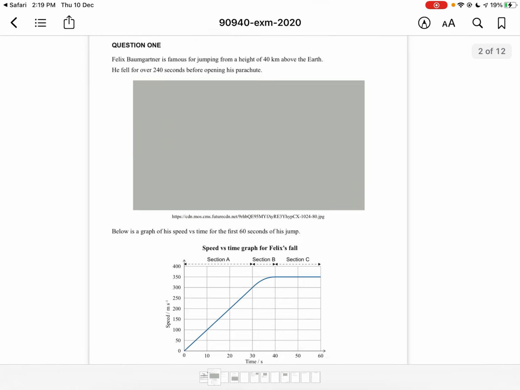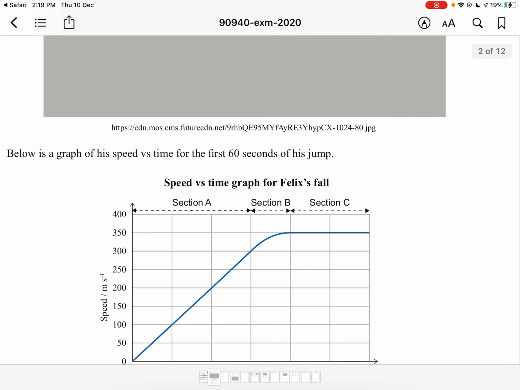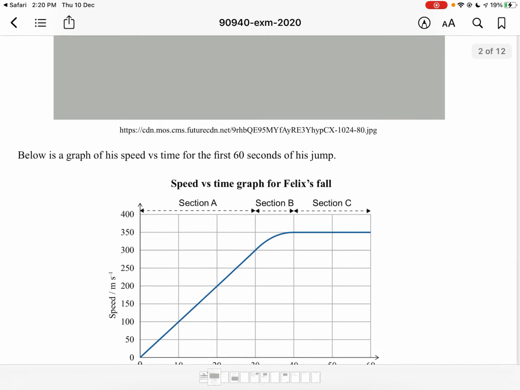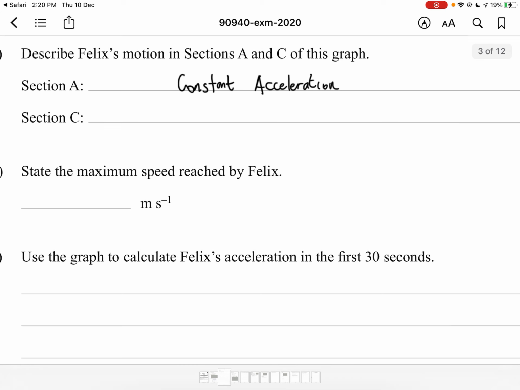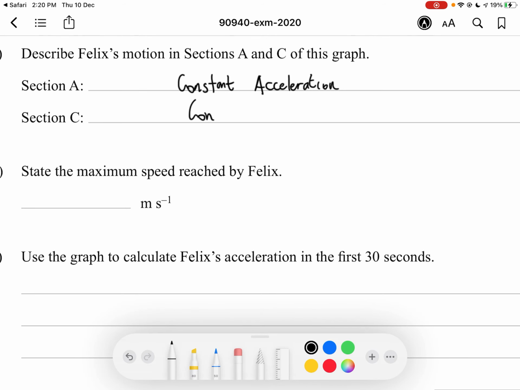For section C of the graph, we see that he has reached a point where his speed is constant at 350 meters per second. After about 40 seconds, he's going to have a constant speed. So we just say this is a constant speed.